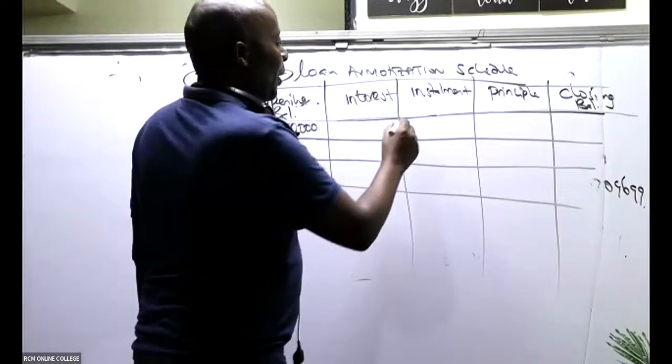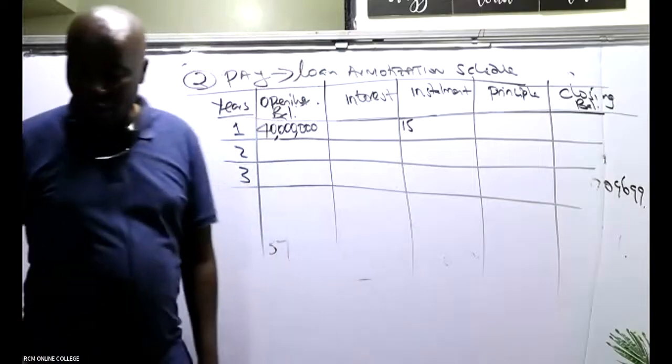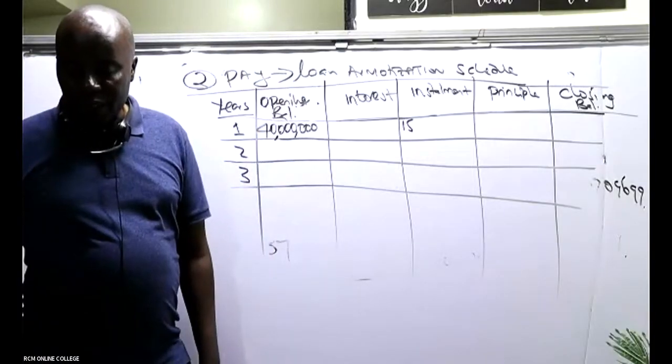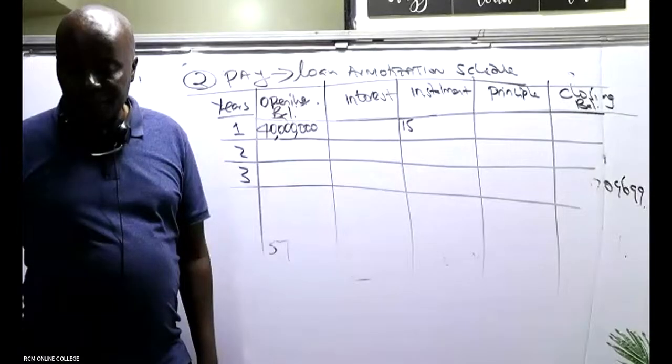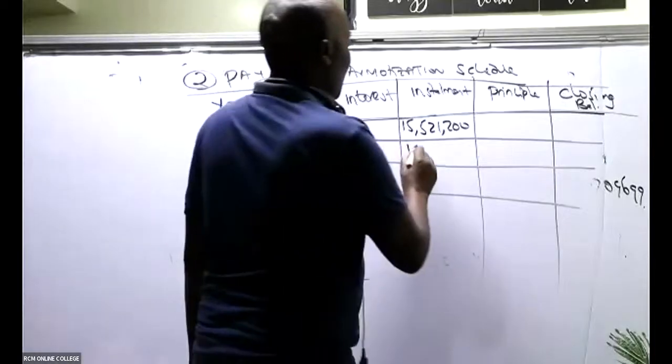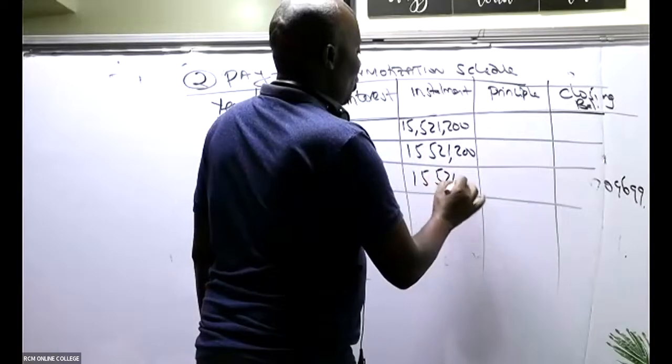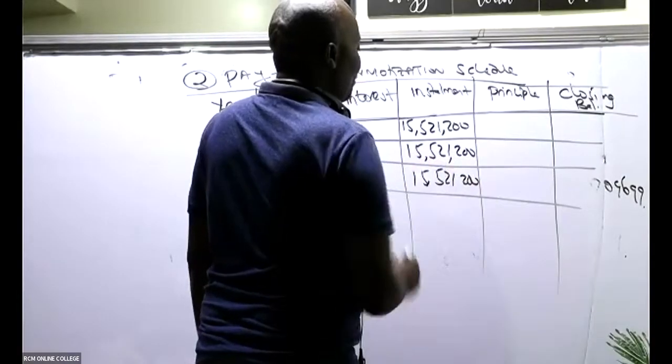We know the installment per year. So we know it's 15,521,200, like that. And then remember, we are paying this on an equal basis. Let's pay it. 15,521,200. Remember, it can't be that easy.